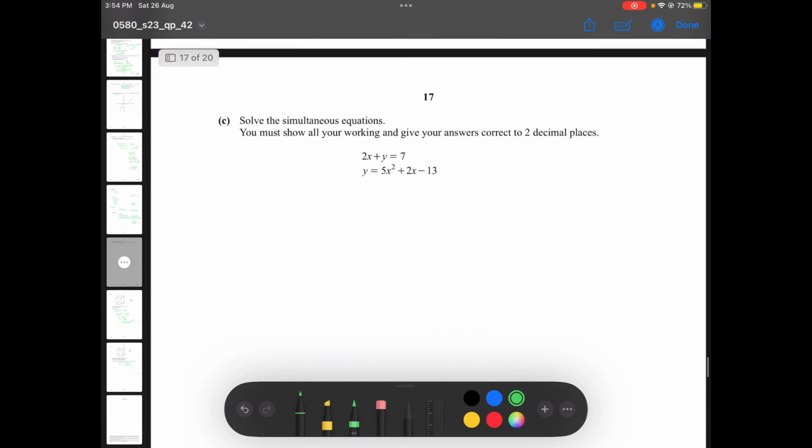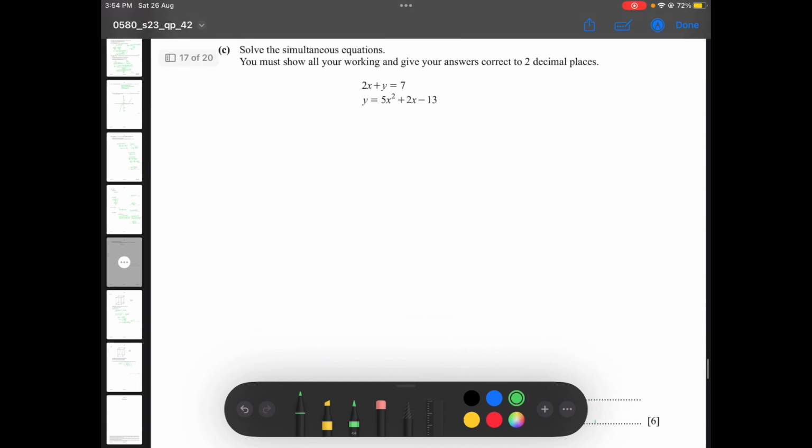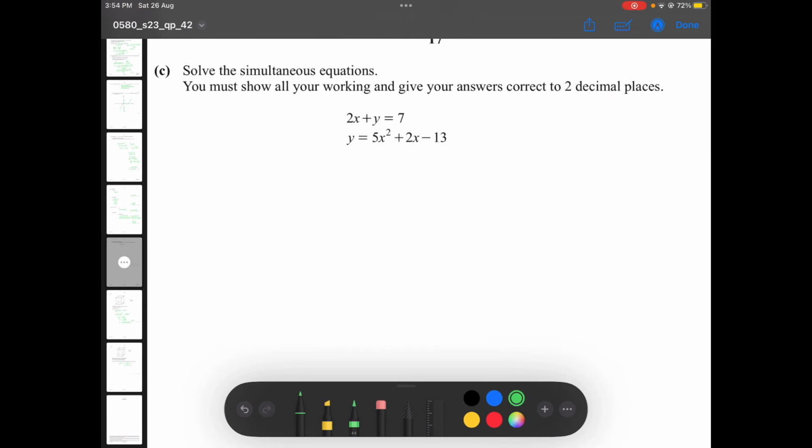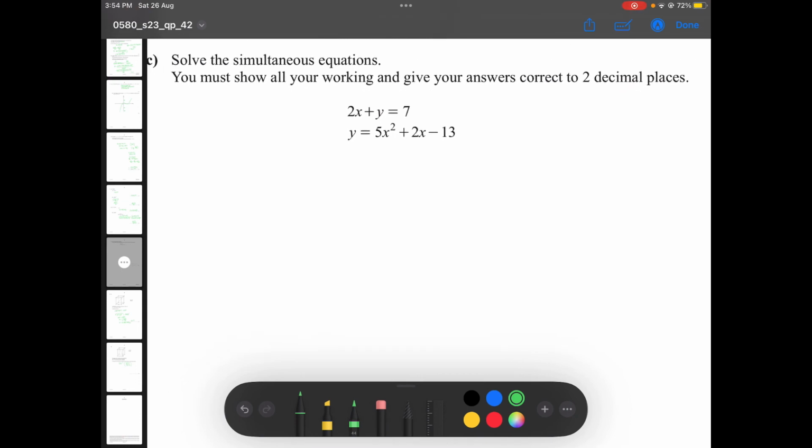Alright, moving on to the next part. Now they're asking us to solve the simultaneous equation, and this is a quadratic. One of the equations is quadratic. Alright, no worries. First of all, y equals 7 minus 2x and y equals 5x squared plus 2x minus 13.